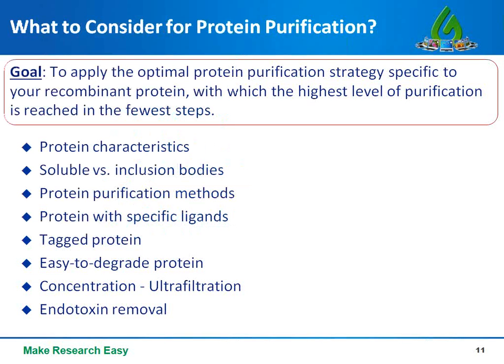Even for soluble expression, there are multiple protein purification methods available. How to choose the best one for your target protein purification? First, you need to consider whether your protein has a specific ligand. If not, you may consider adding tags to your protein. Also, there are some proteins that are easy to degrade. How should you handle those proteins during purification?